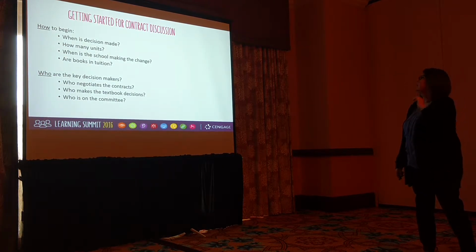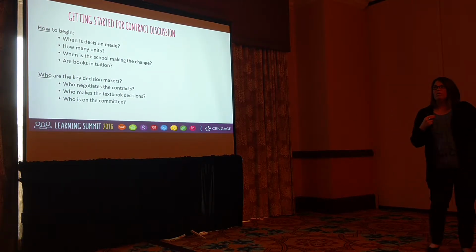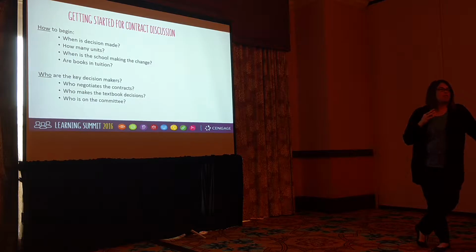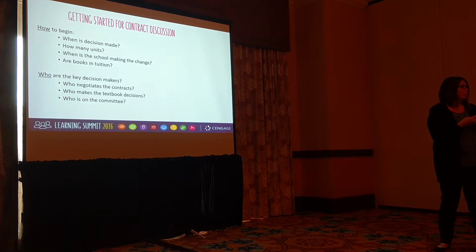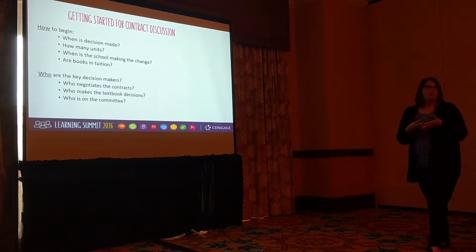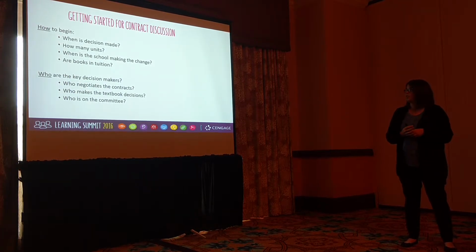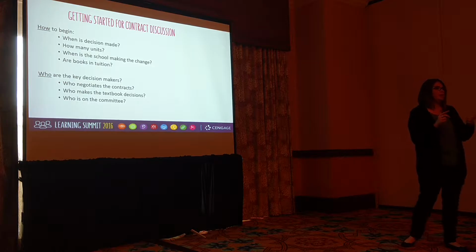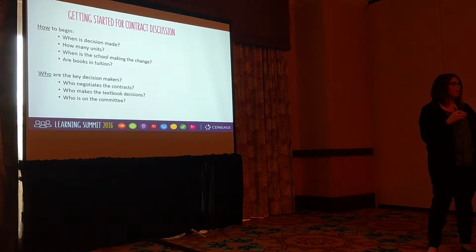Okay, so how do you get started on a contract discussion? There's a few key things, if you haven't gone down this road, that I think is really important to know. You need to know when the decision's being made, how many units are we looking at for a particular program, when is the school making the change, and are the books in tuition. That's a big one, if the books are in tuition or not, based upon what kind of contract we can look at.